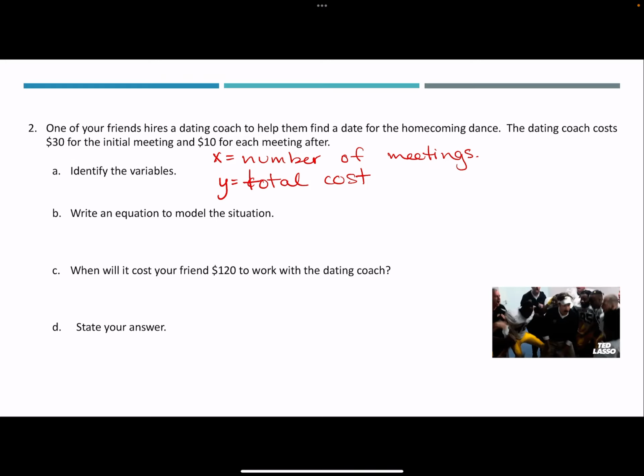Now we need to write an equation to model the situation. So $30, $10. What do we begin with?